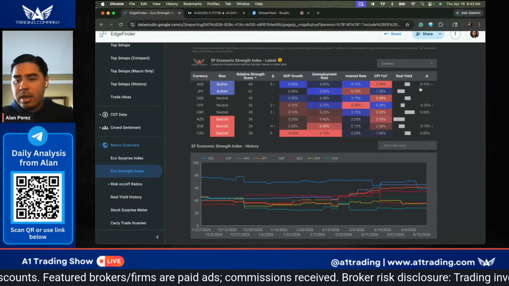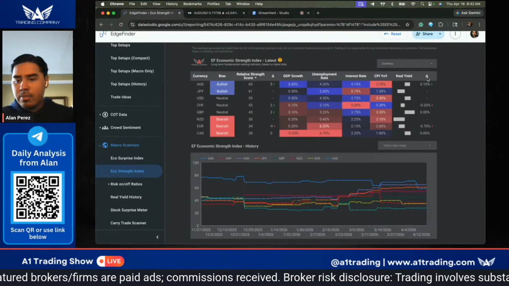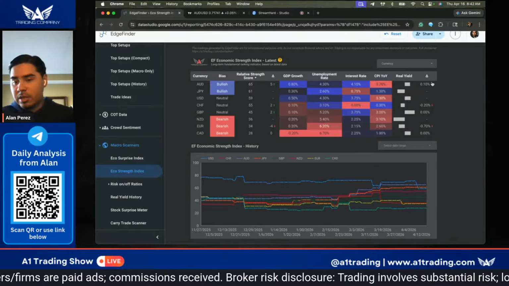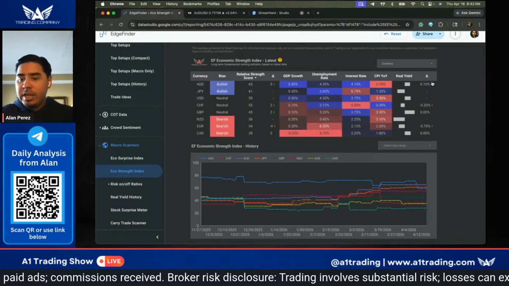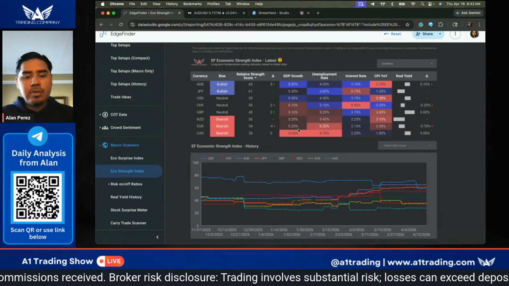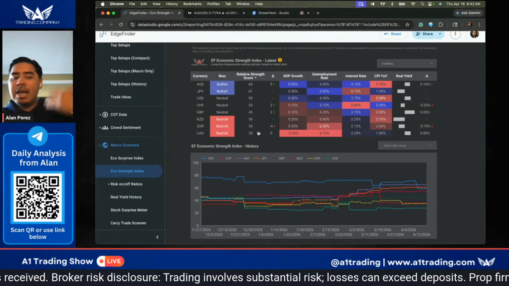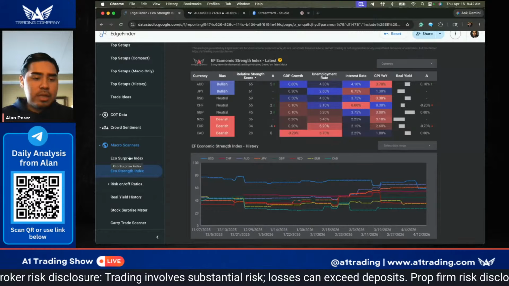If you look at the top right hand of my screen here, you can see this little triangle. That just means the recent change, and it's actually increasing there. So not only is it strong right now, but it's actually getting progressively better. So I do like to see that.